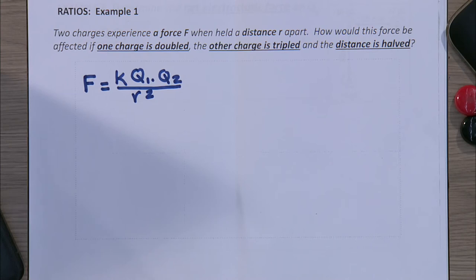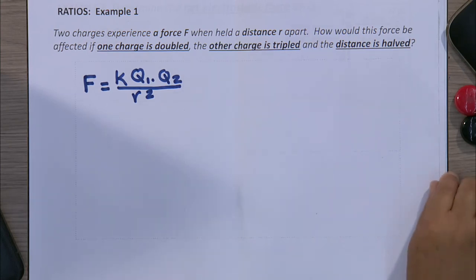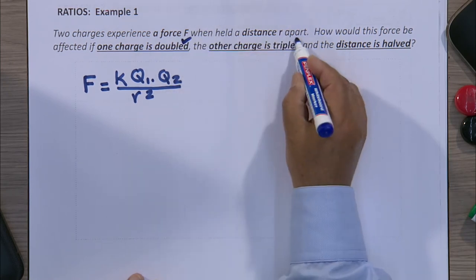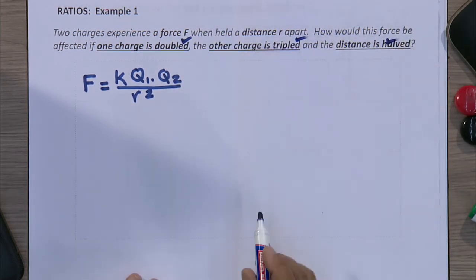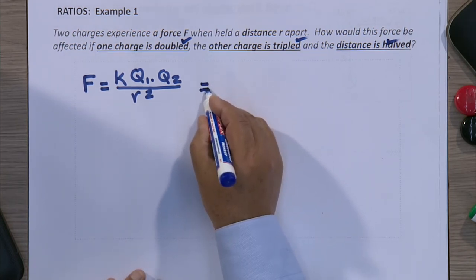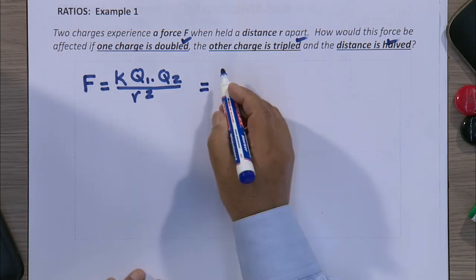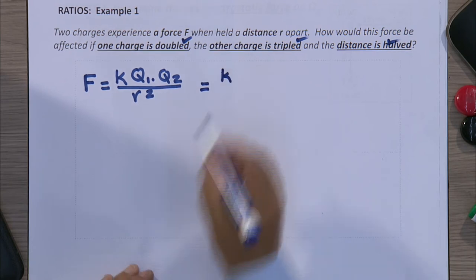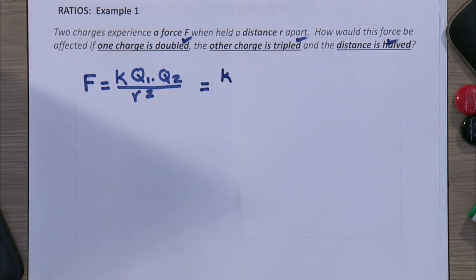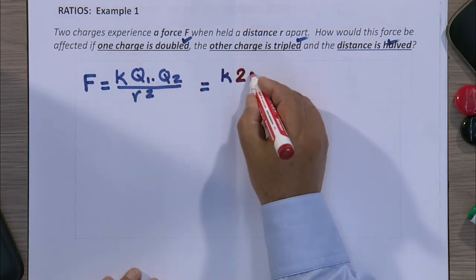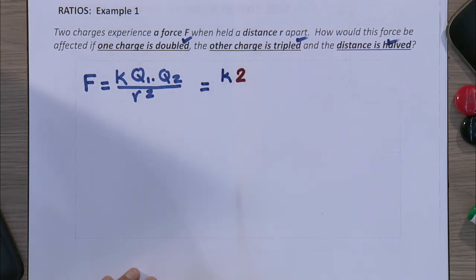That is the normal standard way of writing the force. But now I'm going to make some changes to it, and here are the changes. Change one, change two, and change three. Now I'm going to include the changes in this formula, and I'm going to write it as K. That's K, a constant that never changes. But one of them changes. Charge one changes to double the charge. So I'll make that in red.